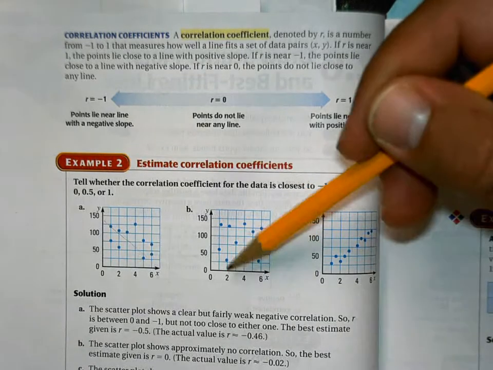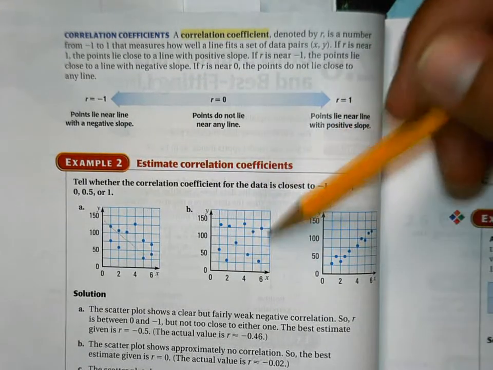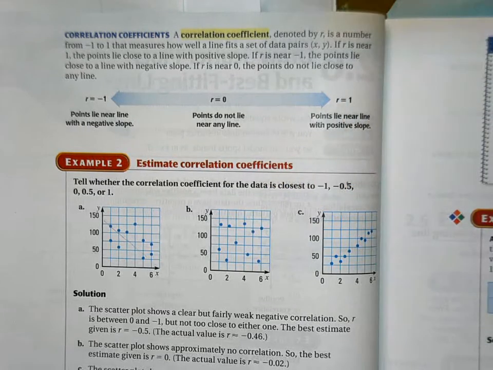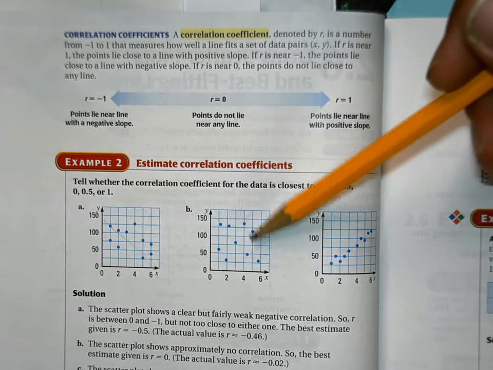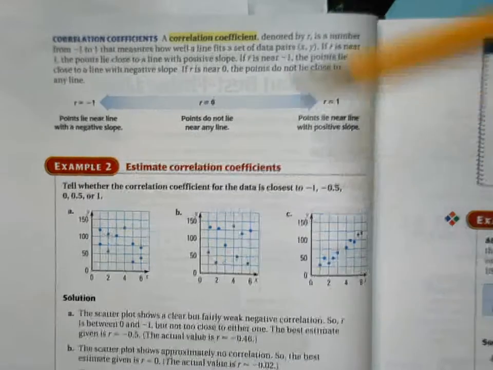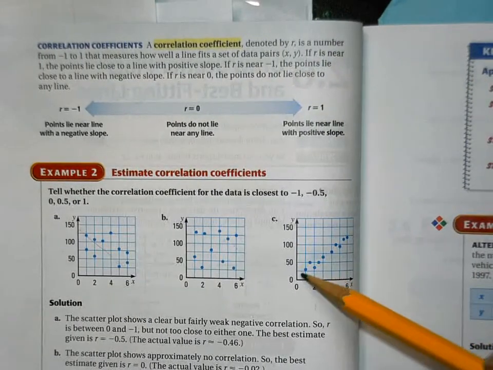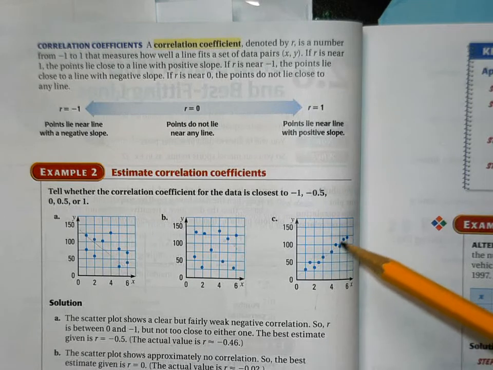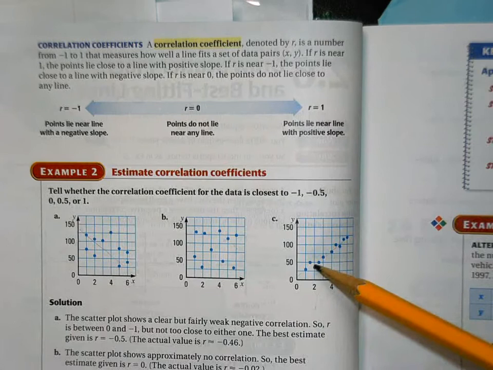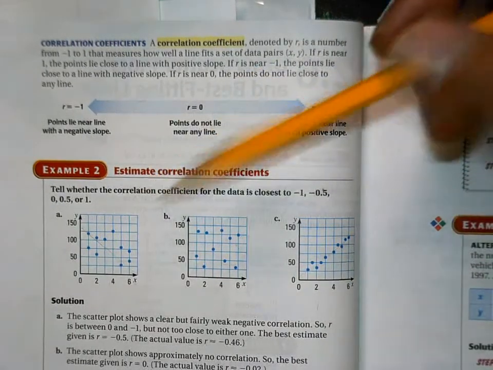This one here, the data points are scattered. You wouldn't really be able to draw a line of best fit, which we'll talk about later, a line that fits the data here. So the correlation coefficient would be 0. This one here, the third one, I could draw a line that closely goes through the middle of those points. So therefore, this would have a correlation coefficient of 1. Okay?